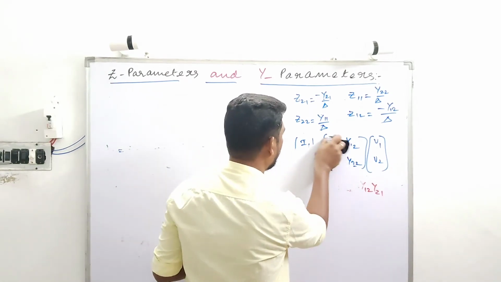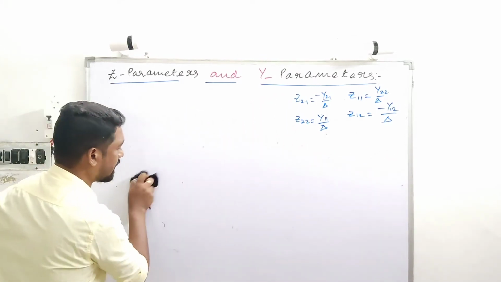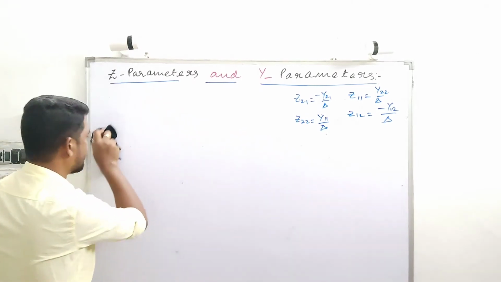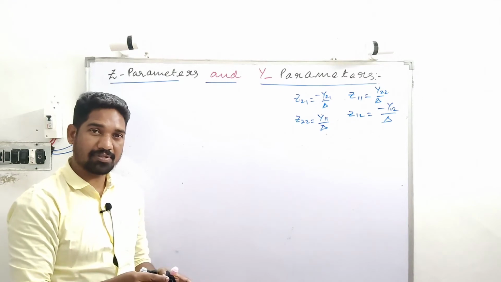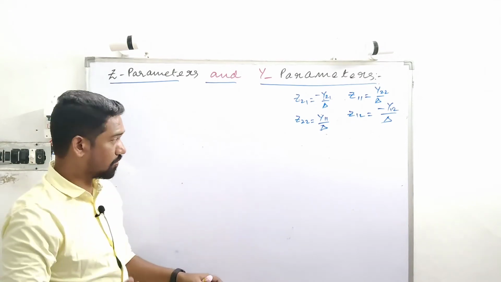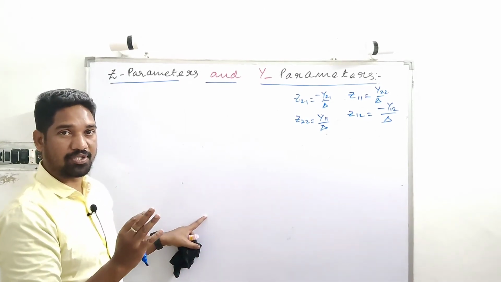And after this one, it won't stop. This will lead to ABCD parameters, and very important from the exam point of view, it will be asked to establish the relationship between ABCD parameters, and derive expressions for ABCD parameters in terms of z and y parameters. So you need to have an idea on this if you have to go for ABCD parameters.